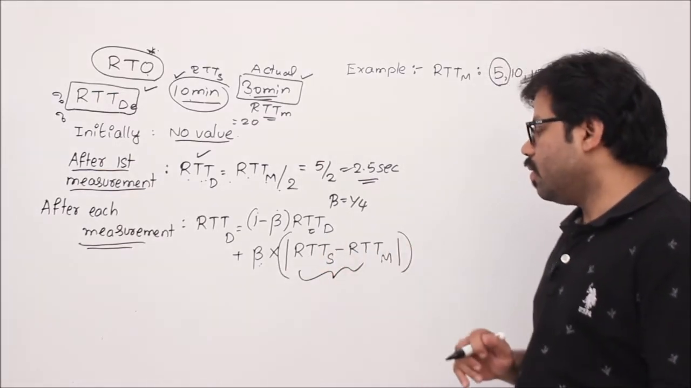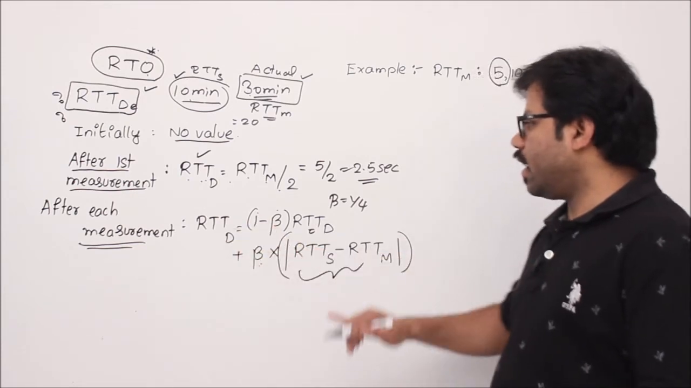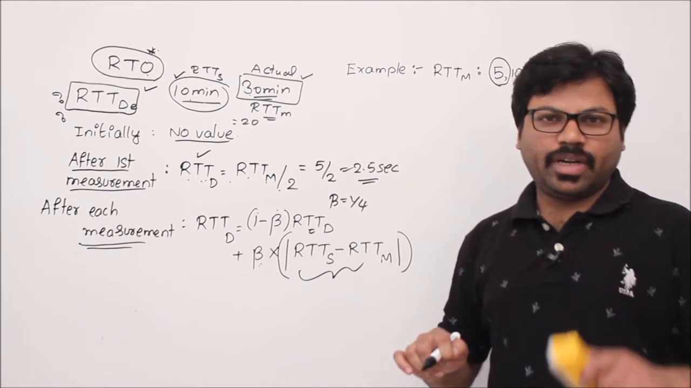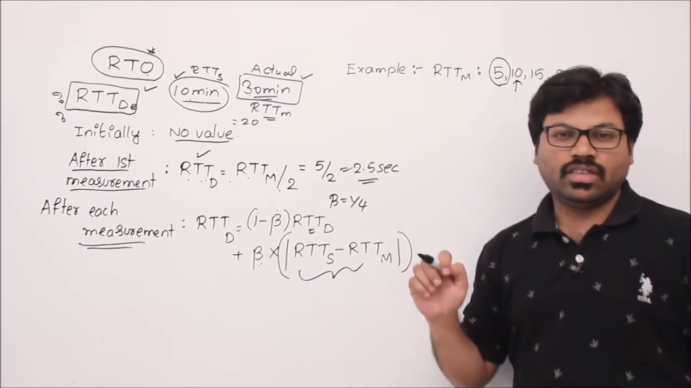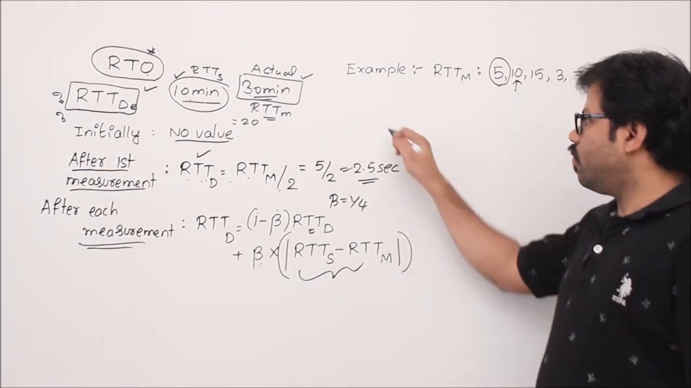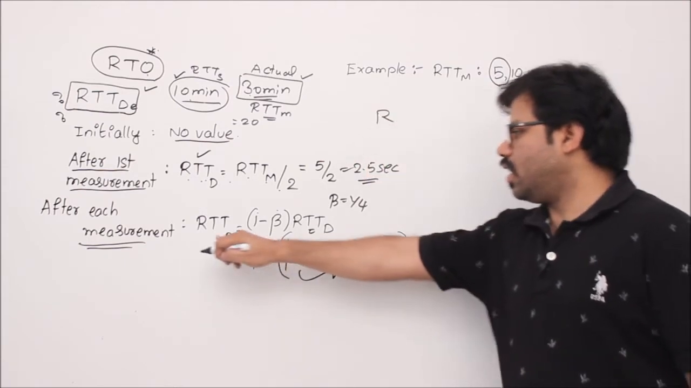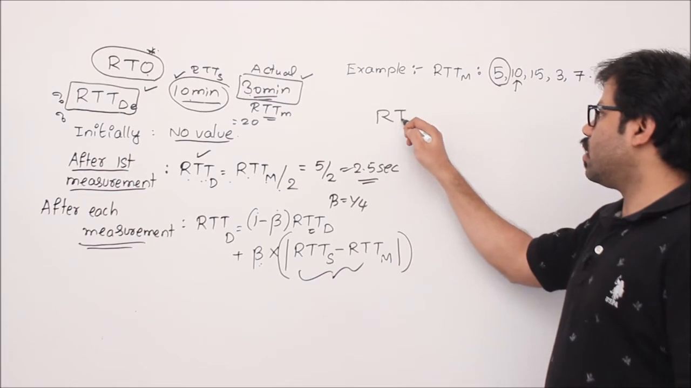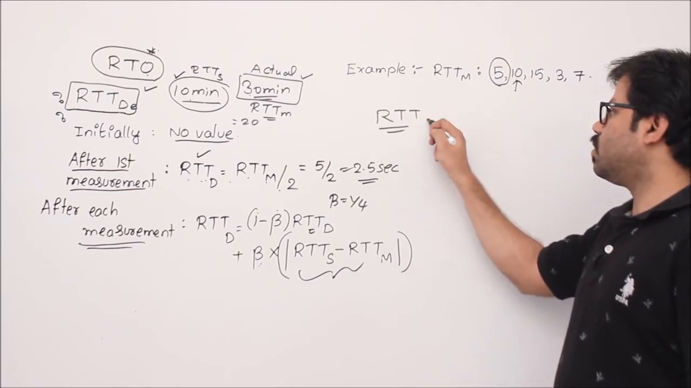Let me take one example. So RTT delay I am calculating after second measurement. Let's say a new measurement came, that is, a new acknowledgement came after 10 seconds. This time we first calculate RTT smooth, because your RTT deviation depends on RTT smooth. Let me calculate RTT smooth first.